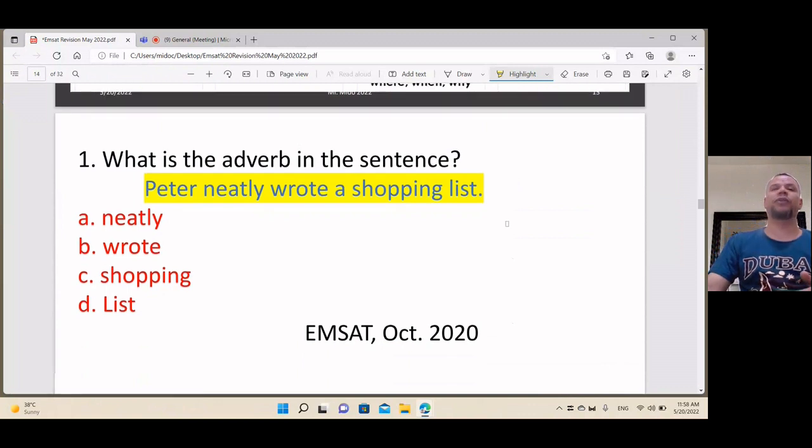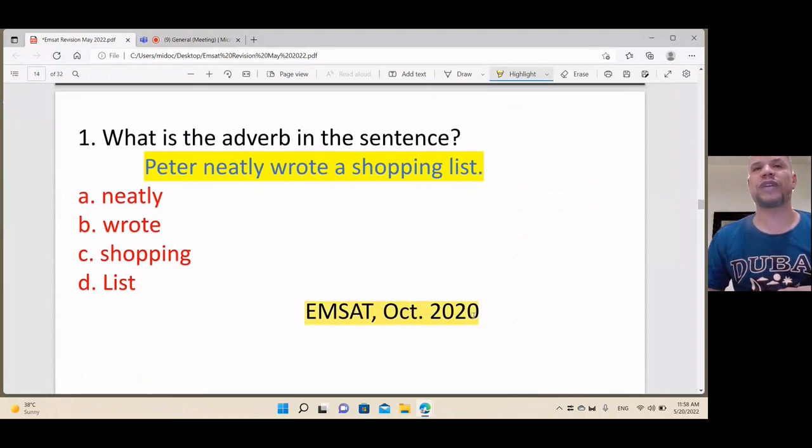Let's see some examples. EmSAT, October 2020. What is the adverb in the sentence? Peter neatly wrote a shopping list. You have to know 2 points about adverbs. Adverbs come at the end of a sentence or before the verb in a sentence.